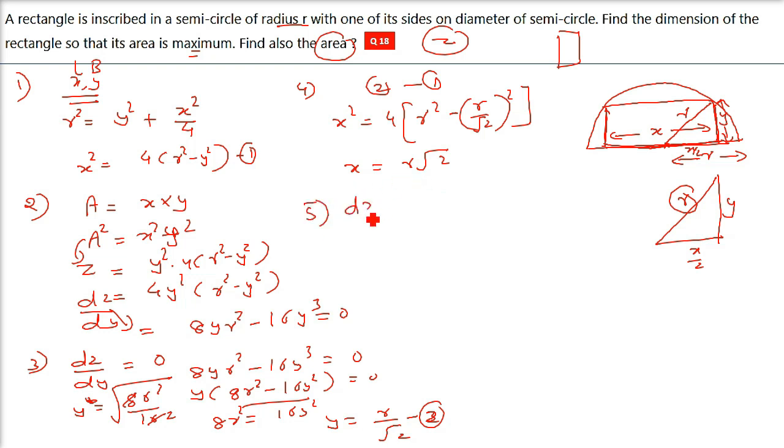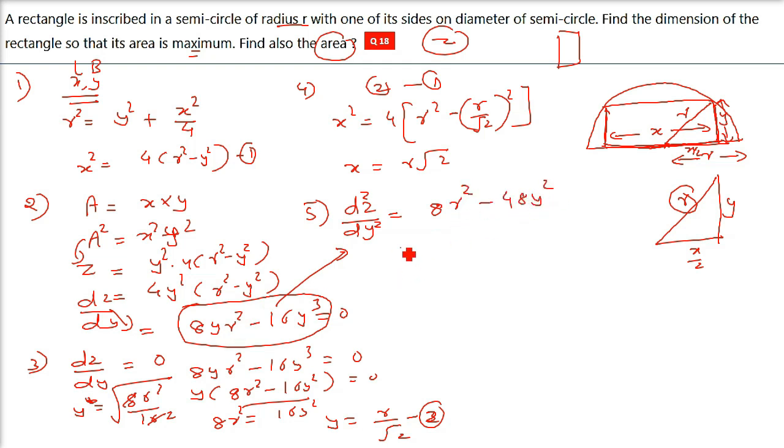The fifth step which we are going to do is d2z by dy square. This is a completion step because the question is already being solved, but we need the double differentiation in order to show that the area which we are going to get will be maximum, and we need to find out the area also, so there will be next step also.